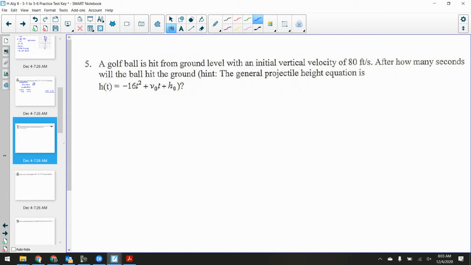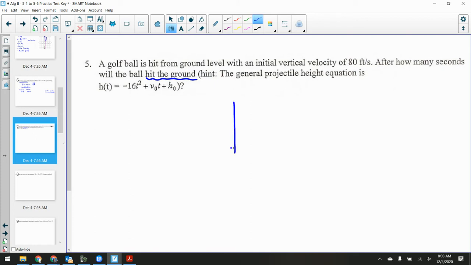All right, a golf ball is hit from ground level with an initial vertical velocity of 80 feet per second. After how many seconds will the ball hit the ground? Remember, there are two types of projectile motion questions. One where I ask you how high it goes or what's the maximum value. The second one being how long does it take to hit the ground? One of them says find the vertex, one of them says find the zeros. This one is a find the zeros.